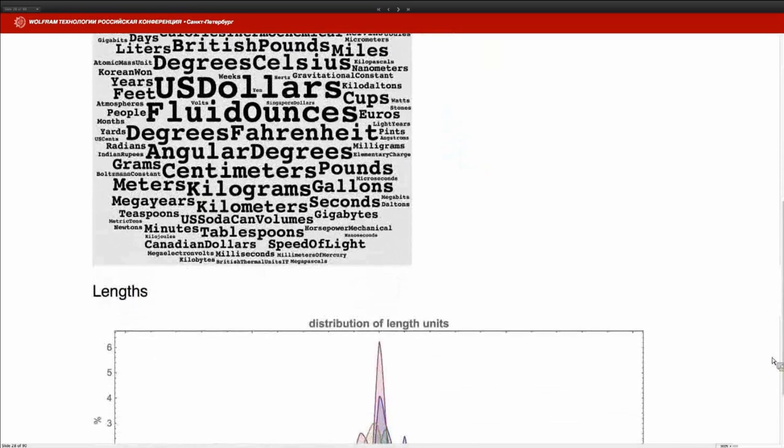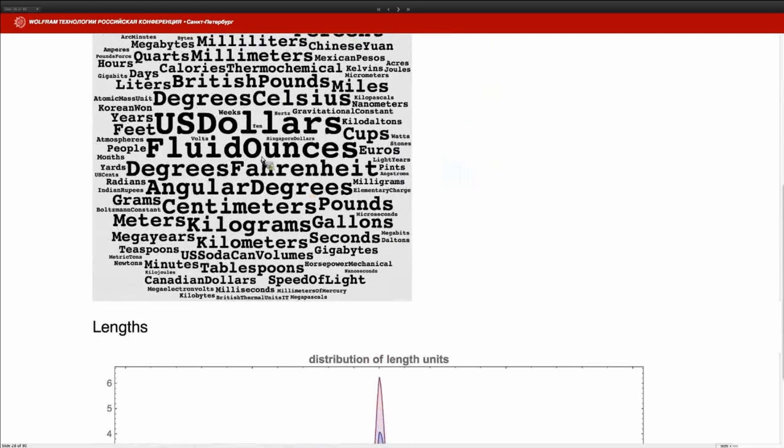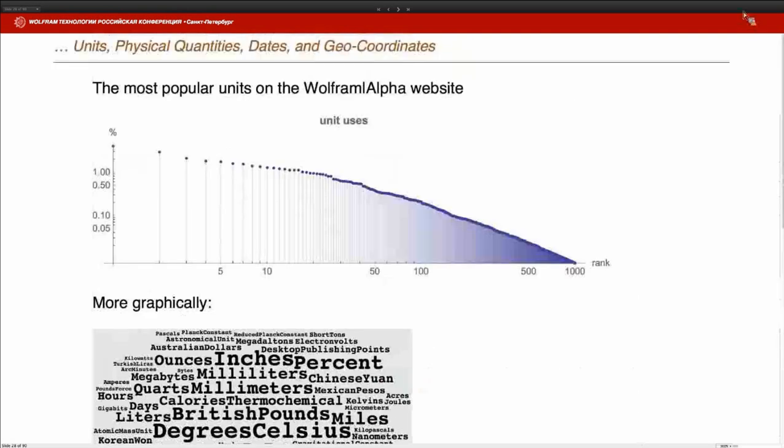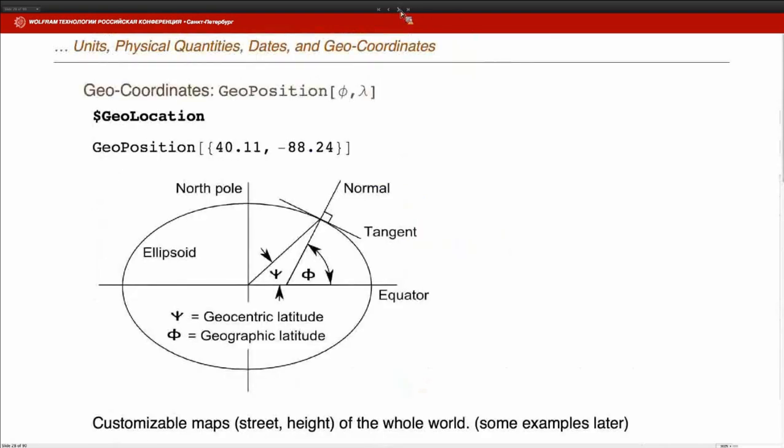Or more graphically, these are the most common ones. You see, it's definitely dominated by American usage because of US dollar and fluid ounces. And it's also interesting how people use units. For instance, centimeters are mainly used for relatively small things, not unexpected. For a little bit bigger, they use meters. For very small, they use nanometers. For slightly bigger, kilometers. Then come astronomical units, light years. Well, of course, you can express any in any. Most naturally, use something that gives you nice prefactors.